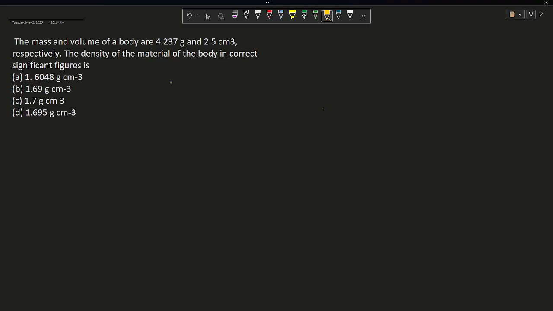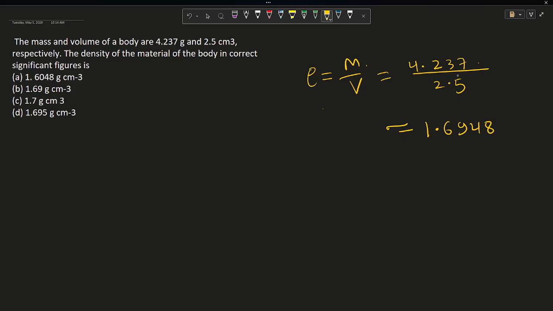Next question, the mass and volume of a body are given. The density of the material of the body in correct significant figures is. So first you have to find the density. The formula of density is mass by volume. Put here 4.237 by 2.5. Okay, now you have to calculate this one, and this will come as 1.6948.